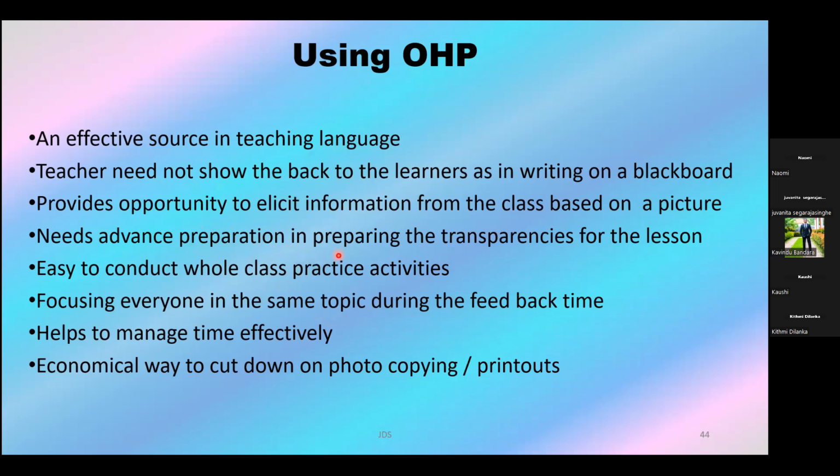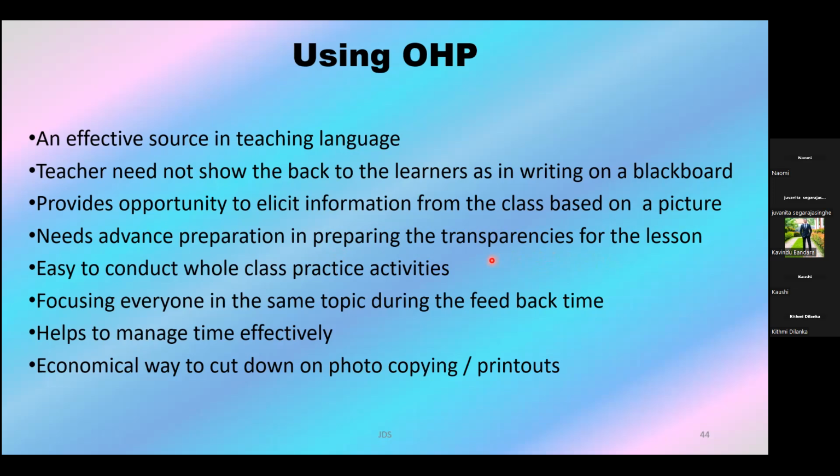So there are permanent transparency sheets, on which we write using a permanent marker. Once you prepare it, you can have it for several years. And there are erasable ones too. If we don't have enough transparency sheets, you can use an erasable marker and write on the transparency sheet. Soon after the lesson is finished, you take a wet cloth and wipe it off. Then again you can use that same transparency sheet.